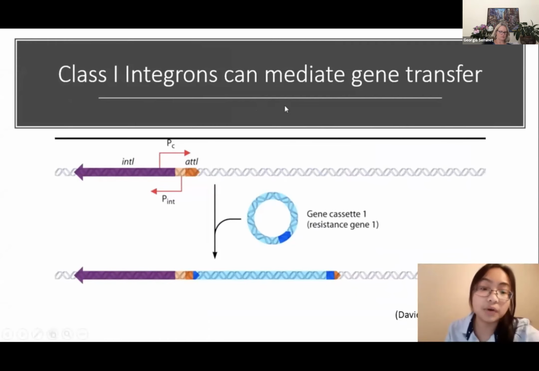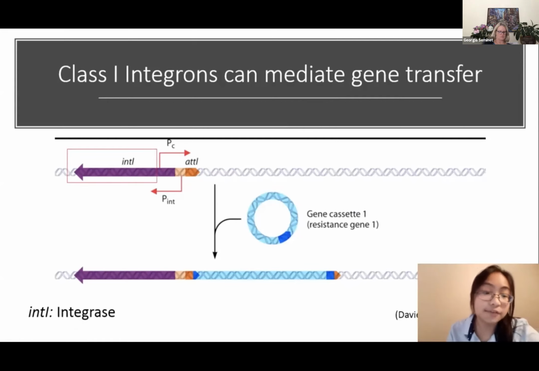My project will focus on class 1 integrons, which are DNA elements that can spread antimicrobial resistance by essentially integrating and collecting multiple antimicrobial resistance genes in the form of these circular gene cassettes. Then they transfer them between bacteria using the mechanisms of gene transfer like transformation, conjugation, and transduction.